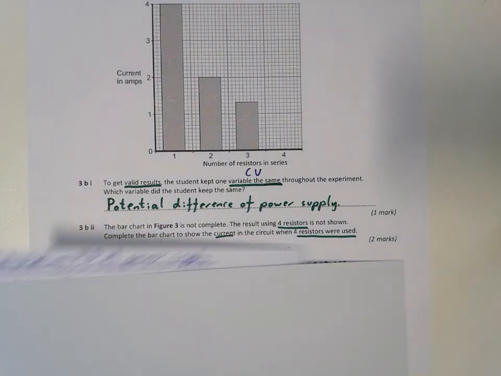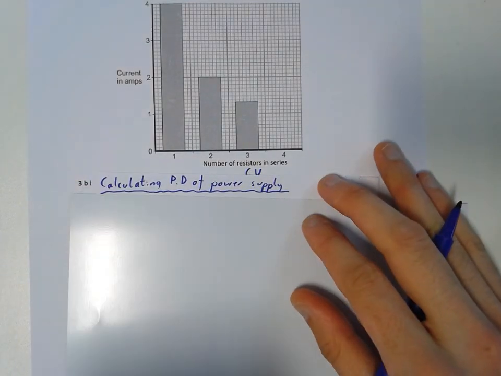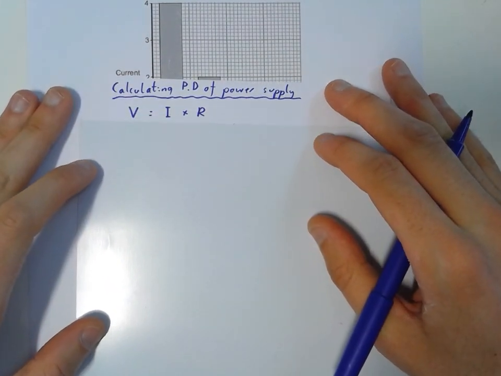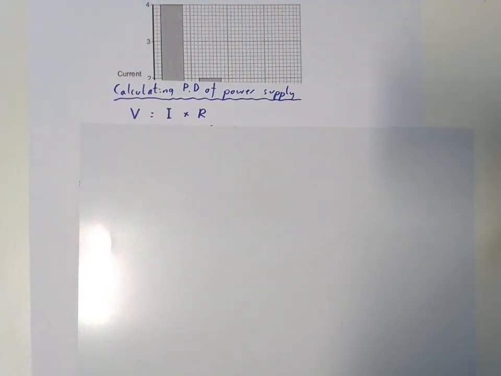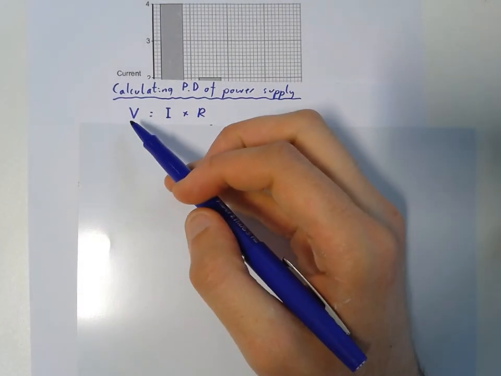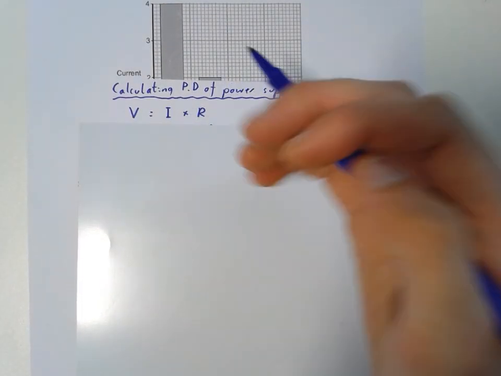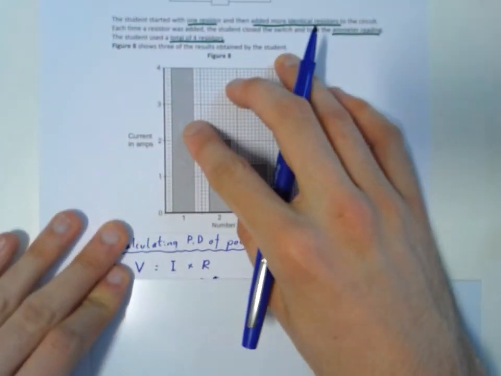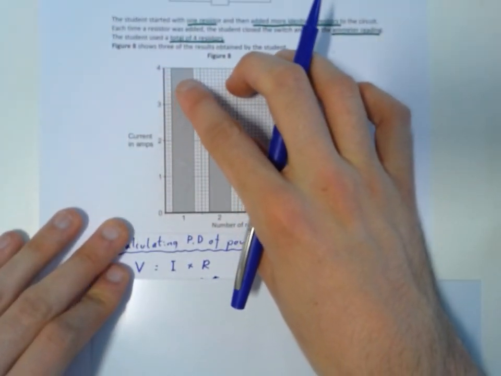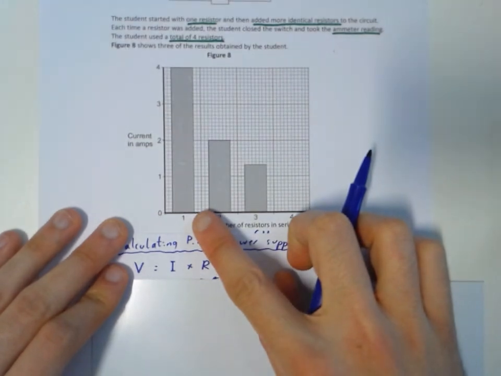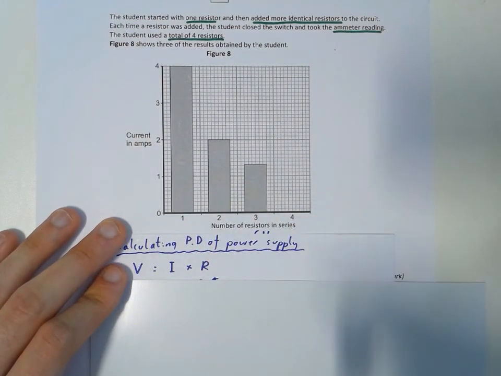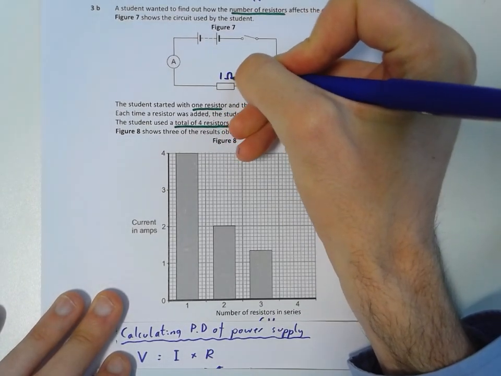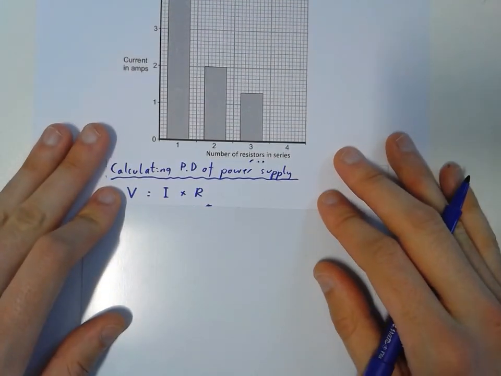To do this, what I did was I thought about what is the potential difference of the power supply. I know that V equals I times R in my circuit. I'm going to try and work out the potential difference of the power supply. If I have a look at this first bar, it's telling me that the current is 4 amps when there is 1 resistor in the circuit. Now I'm going to make this easy for myself and say each of these resistors is a 1 ohm resistor, just to make the numbers nice and simple for myself.